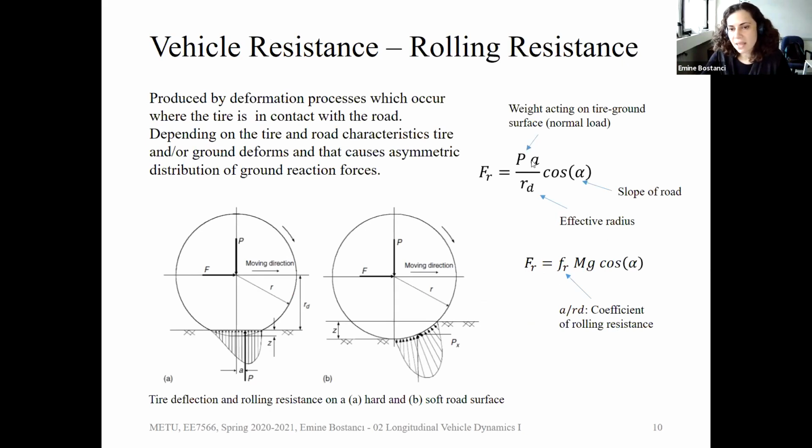And this A over RD can be defined as the coefficient of rolling resistance. You don't need to know P, A, or RD, anything. But normally what we do is we use the coefficient FR, the rolling resistance coefficient, to calculate the rolling resistance. The big F is the rolling resistance force. FR is the rolling resistance coefficient, and it's going to depend on the mass of the vehicle times G times cosine theta. So how much weight you have on the wheels. It's going to depend on the weight on the surface.